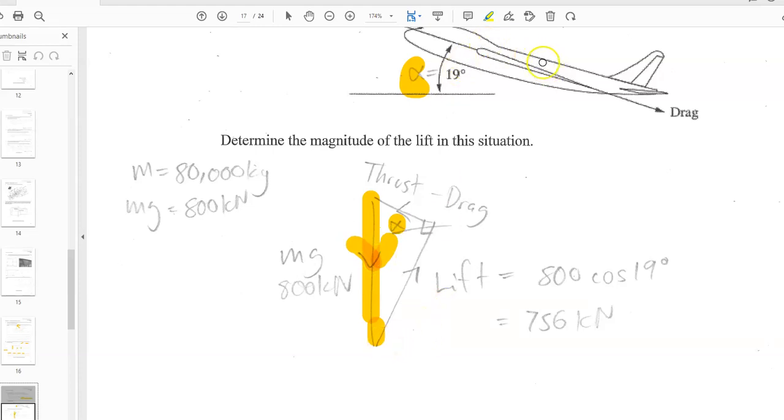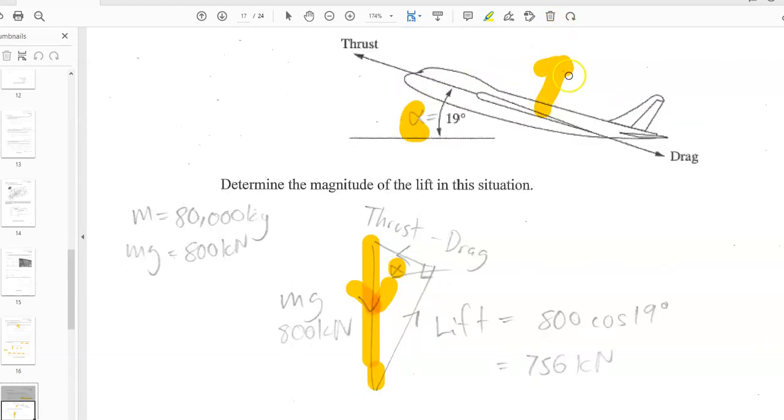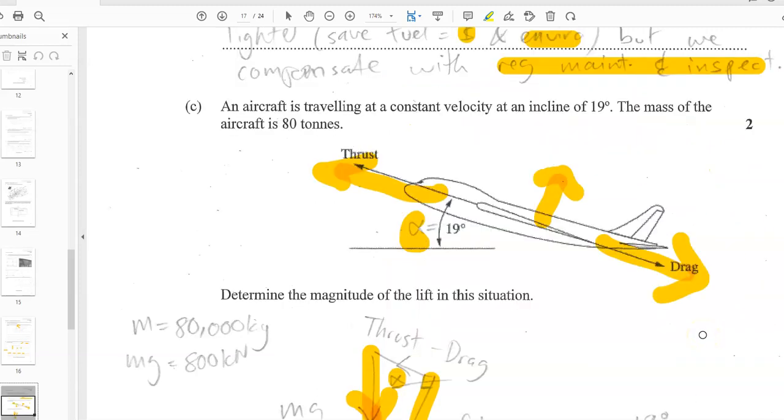The lift is perpendicular to the wing, as we discussed earlier. The lift is always perpendicular to the wing. And then what's left is the thrust minus the drag. Yeah, the thrust minus the drag. They didn't ask anything about thrust minus drag. That's why this is only worth 2 marks.